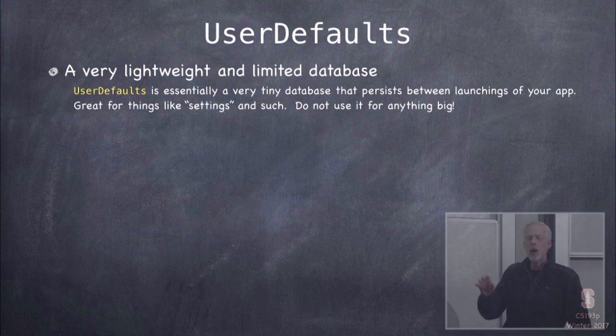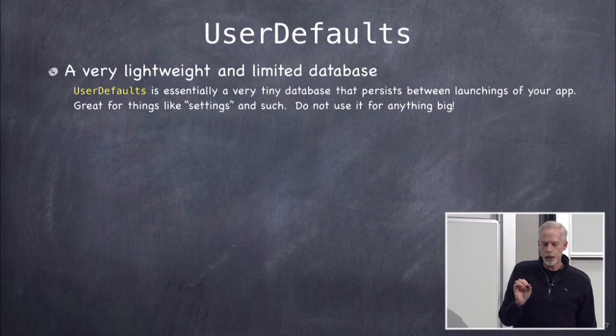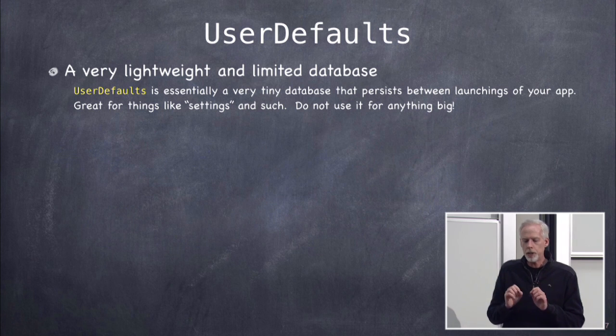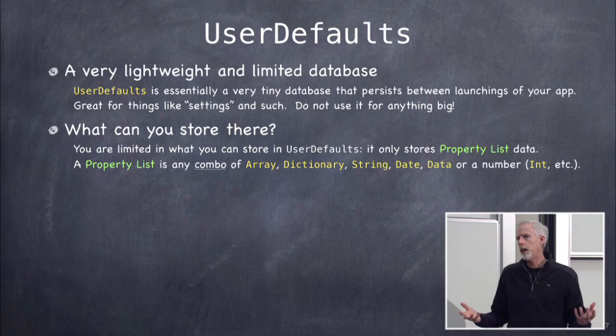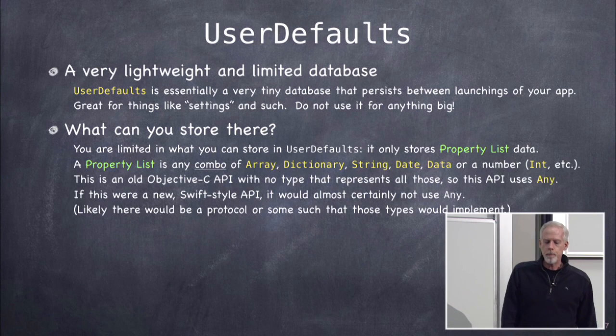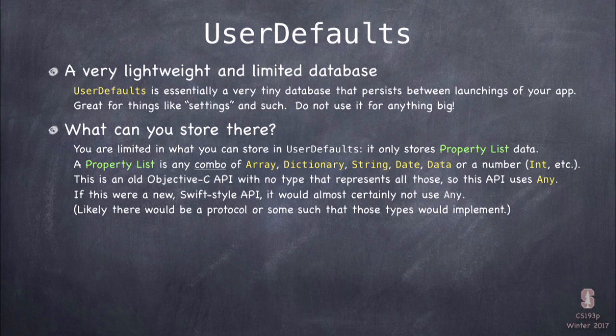The last thing I'm going to talk about is user defaults. User defaults is a very lightweight, limited database. It's a tiny little database that persists between launchings of your app. It's great for things like settings and stuff like that. Don't put anything big in there. The only thing you can put in this database is what's called a property list. A property list just means any combination of array, dictionary, string, date, data, or a number, like int, float, double, whatever. That's what a property list is.